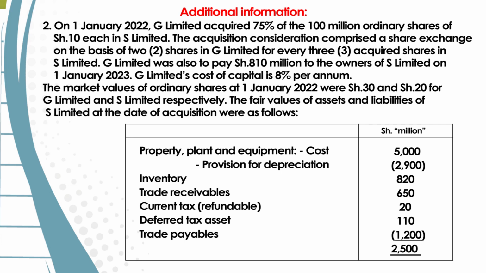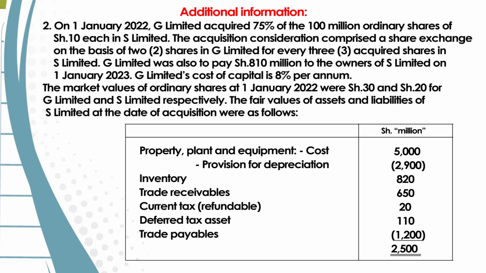And then you're told G Limited was also to pay 810 million to the owners of S Limited on 1st of January 2023. And basically these are deferred consideration. These are consideration to be paid sometime in the future. So therefore it's a deferred consideration.